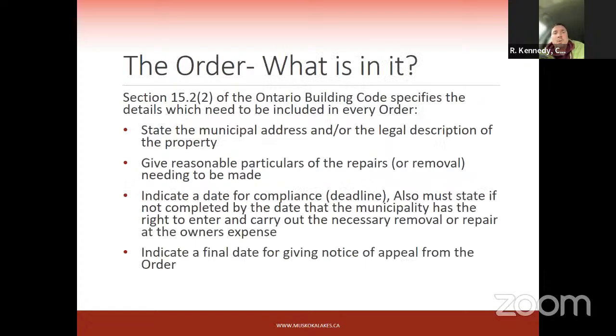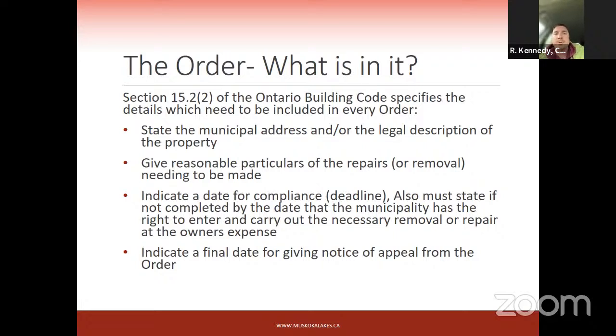So what's in an order? Through Section 15.2, subsection 2 of the Ontario Building Code, it specifies which details have to be included in the order. If these are not in the order, the order is not valid. One is we have to obviously state the municipal address, and the option is there for the legal description of the property. In that respect, another best practice is actually having the property identification number also included on that order.